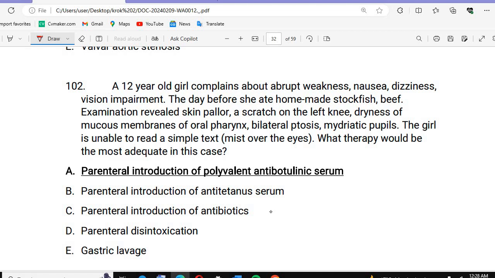This patient has weakness, nausea, dizziness, vision impairment. The day before she ate homemade stockfish or beef. Examination shows skin pallor, dryness of the mucous membranes of the oral pharynx, bilateral ptosis, dilated pupils, and the girl is unable to read a simple text. What therapy would be the most beneficial in these conditions? This is a case of botulism, so we will give the anti-botulism serum.